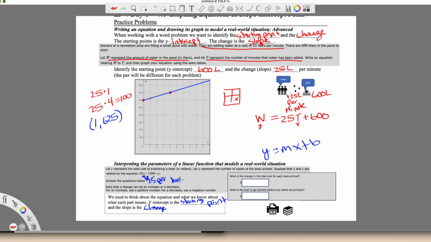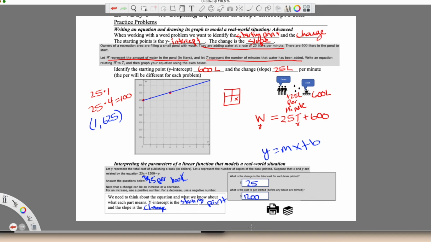Right? So now that I've analyzed and thought about it, let's go ahead and look at the questions. What is the change in the total cost for each book printed? We just talked about that. Each book that we print changes the cost by $25. And what is the cost to get started before any books are printed? That would be my starting point, remember? No matter what, I can print 0 books. If I schedule this, I have to pay the $1,200. Okay, so hopefully we're doing enough books there that we can sell enough to make up that $1,200.